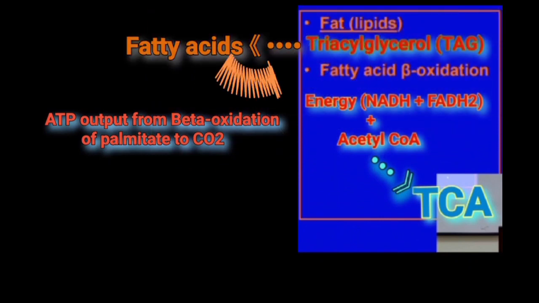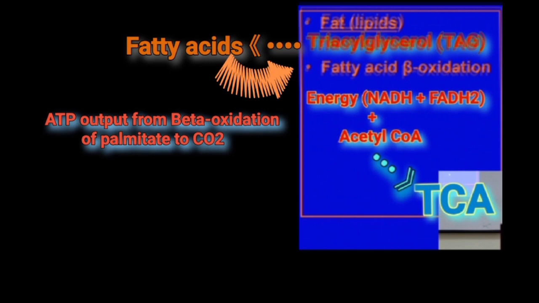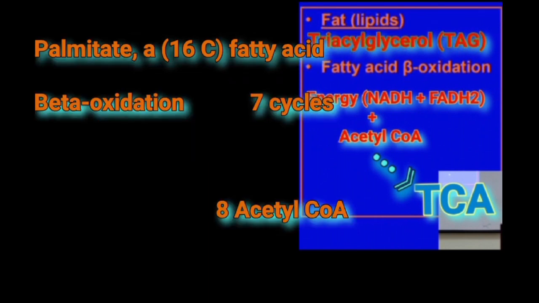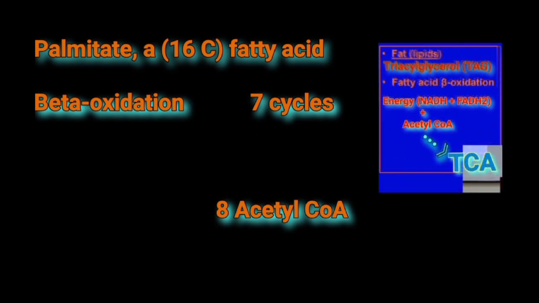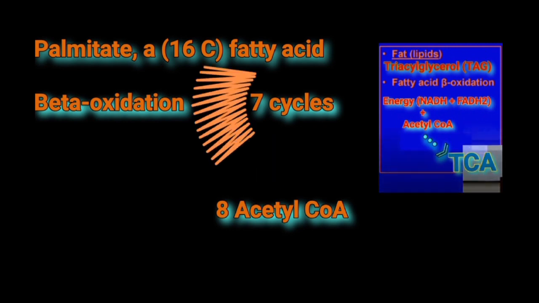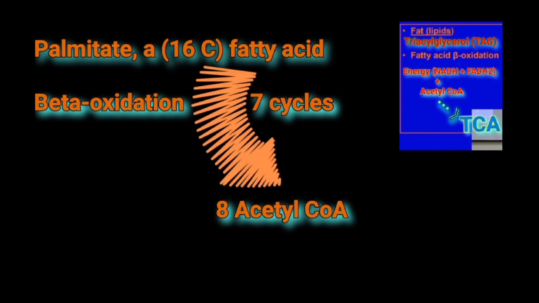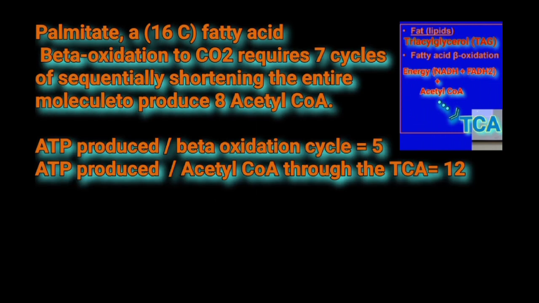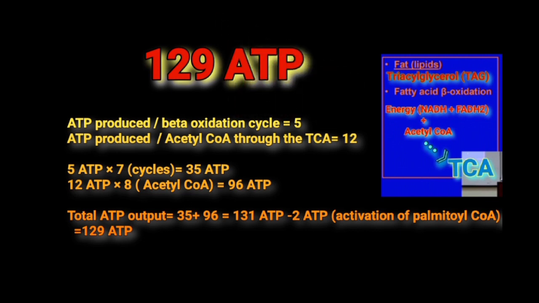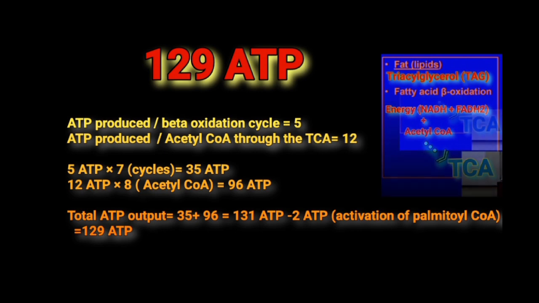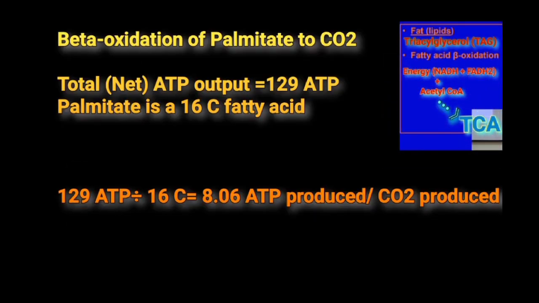Beta-oxidation of fatty acids is the major catabolic pathway that produces energy from dietary triacylglycerol or stored triacylglycerol. Starting with palmitate, a 16-carbon fatty acid, beta-oxidation will sequentially remove 2 carbons at a time in 7 cycles to produce a total of 8 acetyl-CoAs at the end. The total net ATP output from the complete oxidation of palmitate to CO2 is 129 ATPs produced, which is equivalent to 8.06 ATPs produced per CO2 produced.